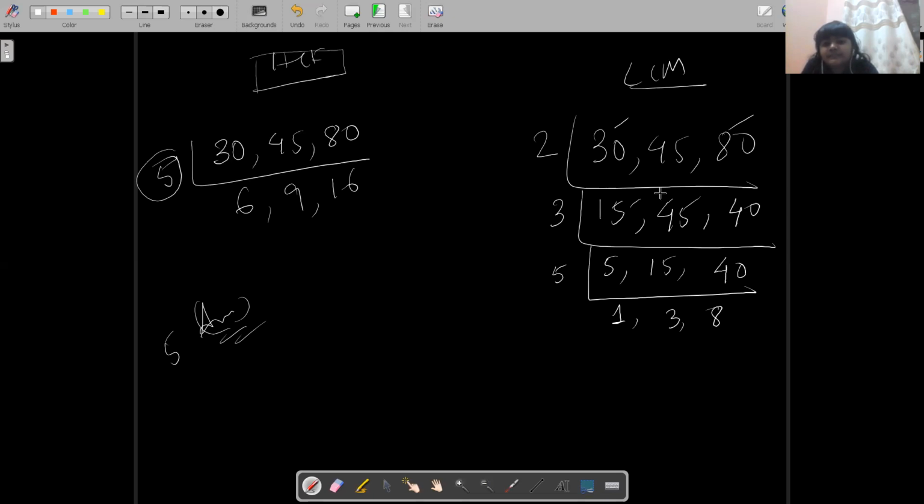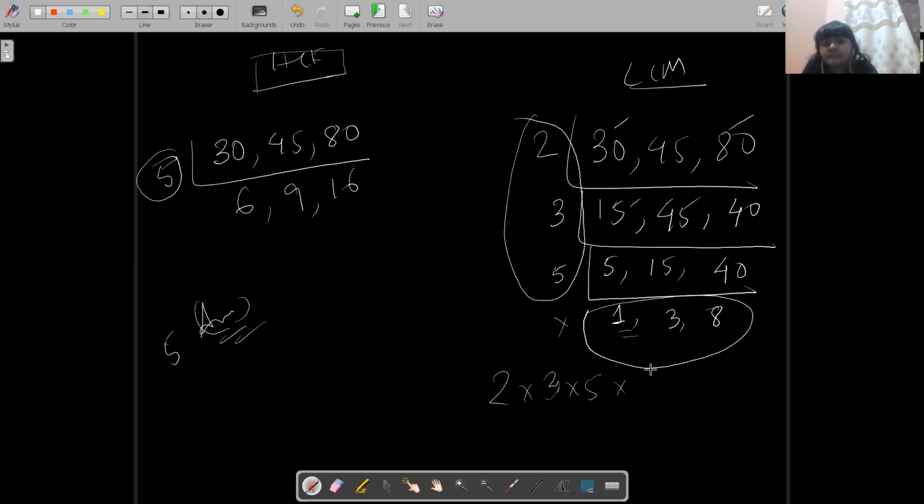Now, all this left portion along with the lower portion, I should multiply. So what is the LCM right now? 2 into 3 into 5 into 3 into 8. I don't take 1 because into 1 is the same number. So 2 into 3 is 6, 5 into 6 is 30, 3 is 90, 90 into 8 is 720, that is the answer.